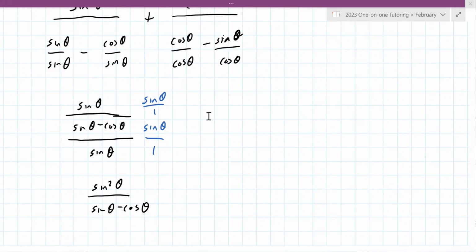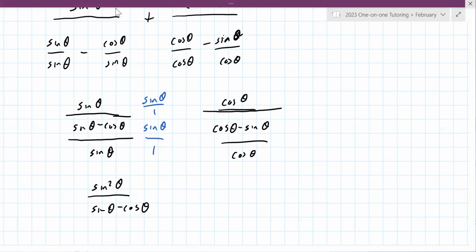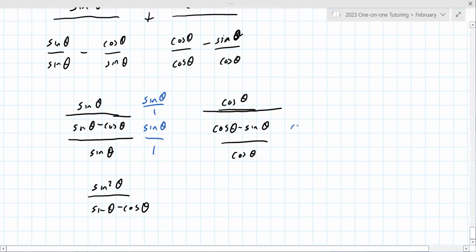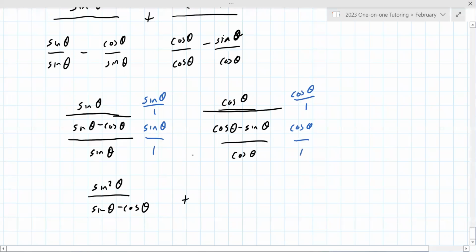So on the right, same thing here. It's cosine theta over cosine theta minus sine theta over cosine theta. And then you're going to multiply the top and bottom to get rid of the cosine theta over 1. So that becomes cosine squared theta over cosine theta minus sine theta.